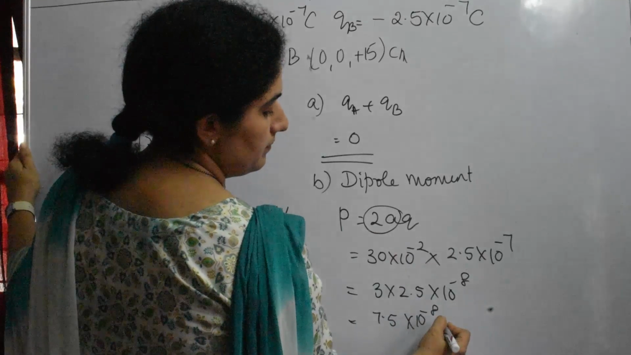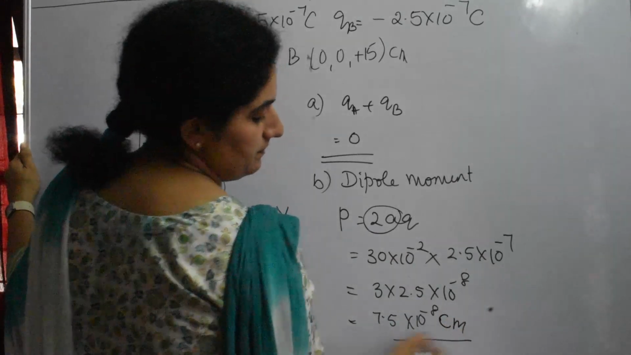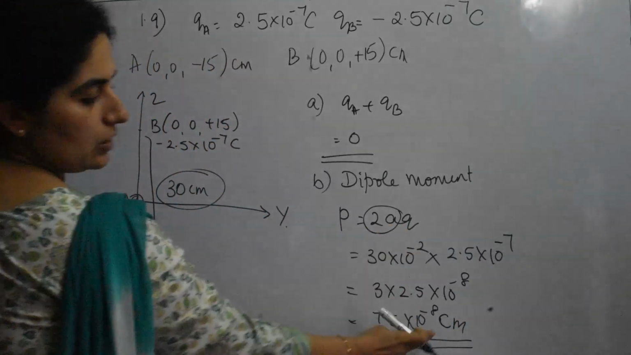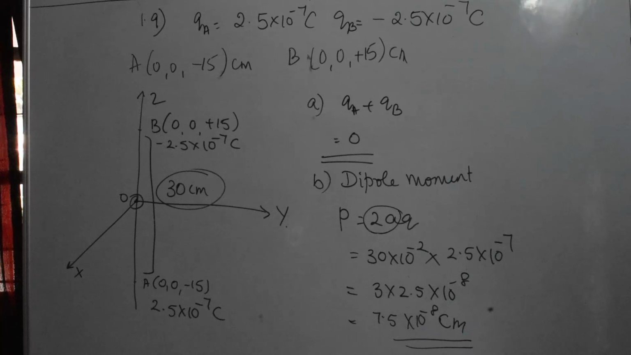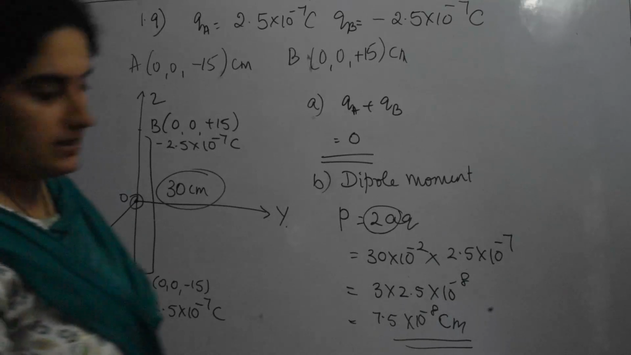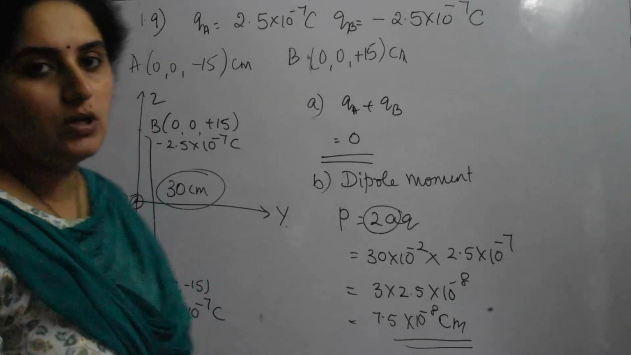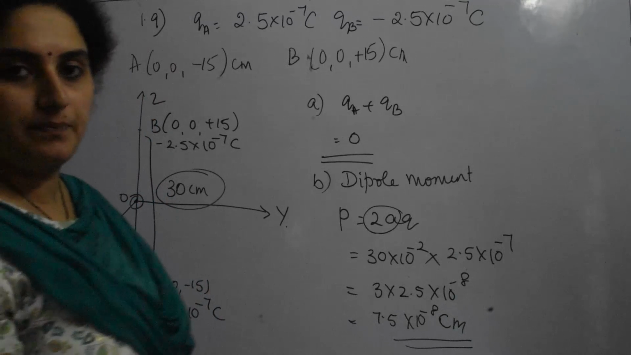Coulomb meter. Charge, coulomb, distance in meter. So 7.5 into 10 to the power minus 8 coulomb meter. So this is the total dipole moment of the system.